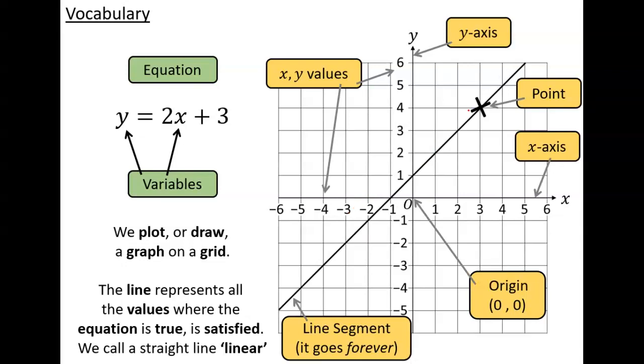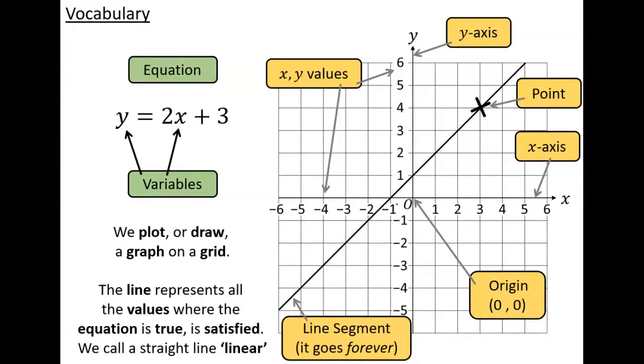We'll get into that a little bit more after this lesson, but the basic thing you need to know is this is my line. It's called a linear equation, or the line's called linear, because it's a straight line. That means that we have a constant rate of change. We'll talk a bit about that when we get to slopes, but basically it just means a straight line.